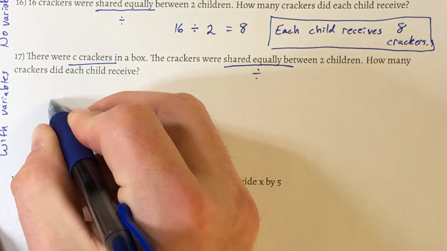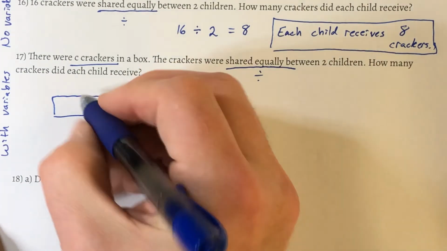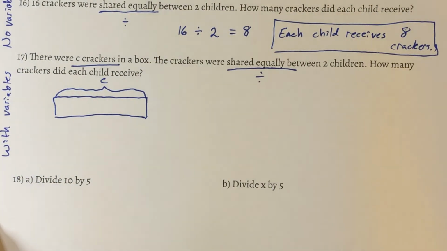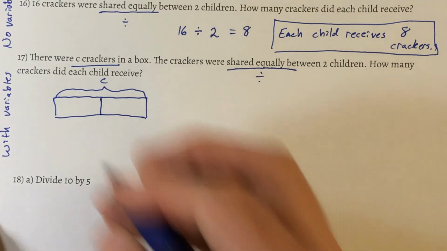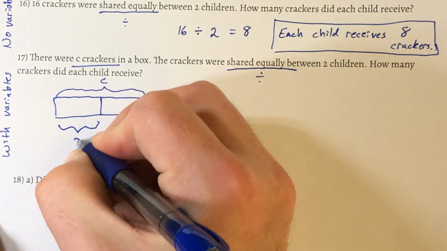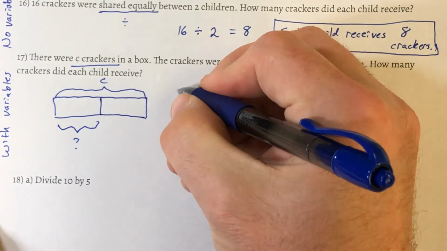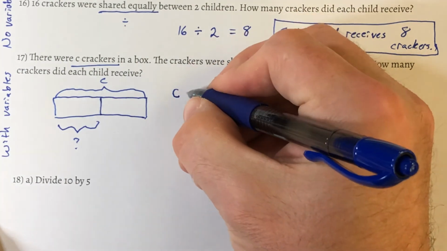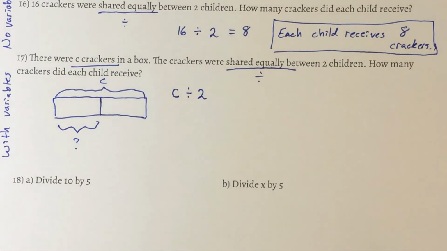So if you were to picture this visually, think I have a box with crackers. I don't know how many crackers are in there, so C. It's a placeholder for however many there are. And I'm going to split it between 2 children, and I want to know how much each child gets. So you take your whole amount of crackers, C. We're going to split it, cut it, divide it, share it between 2 children. So C divided by 2.